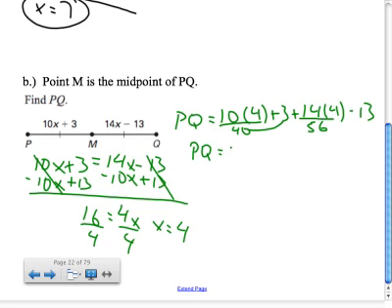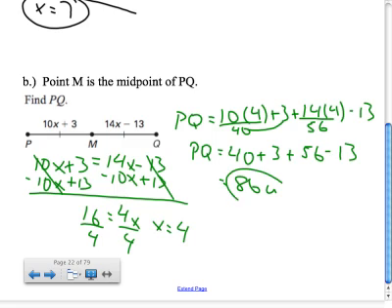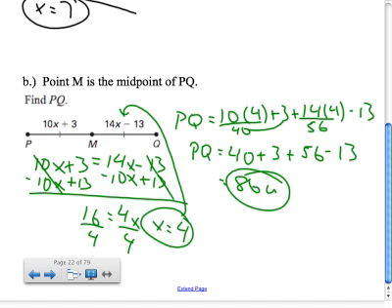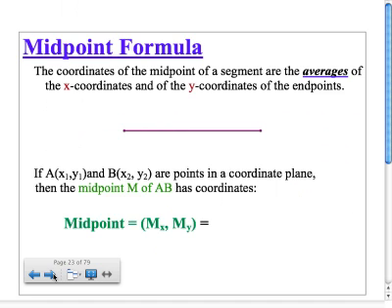So what I have is this. I have 40 plus 3 plus 56 minus 13. Let's see here, 43, 99. 99 minus 13 is 86 units for the entire length. If you wanted to, you could have plugged this x in here, figured out what that guy was, and then multiplied by 2. That'd be fine as well.